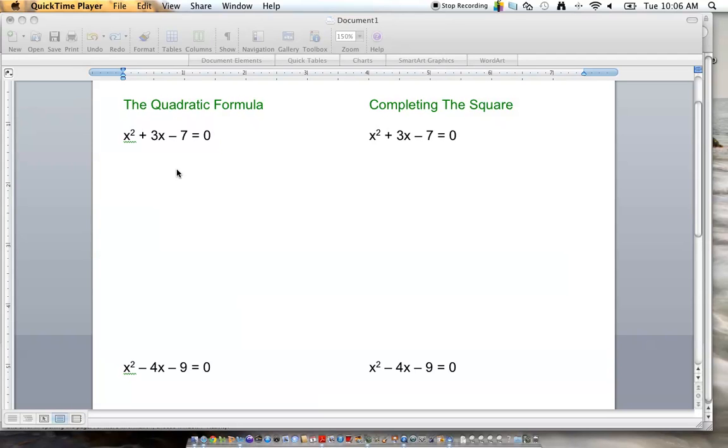So, we start with extra help on demand. And today, I'd like to talk about the differences between and the similarities amongst the quadratic formula and completing the square.